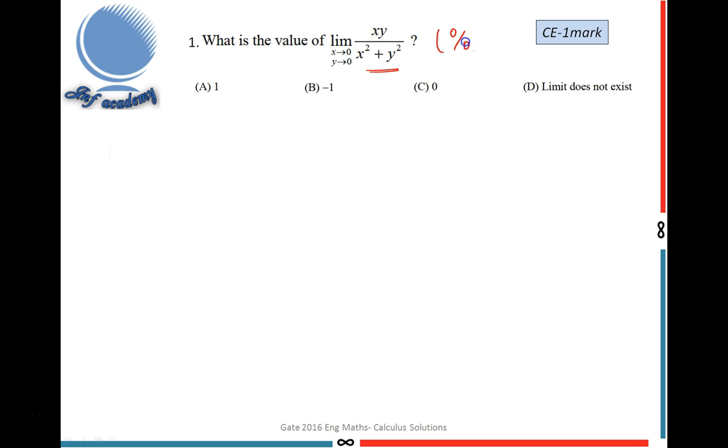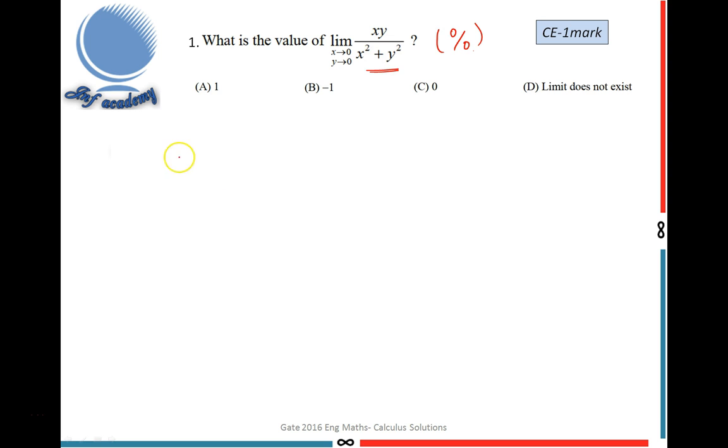In this case, if we try to do direct substitution, we are going to have 0 by 0 form. Numerator is 0 and denominator is also 0. Put x equals 0 and y equals 0. We get 0 by 0, which is an indeterminate form. So we can't perform direct substitution. Next, we are going to approach this curve from two different paths. Let's see.